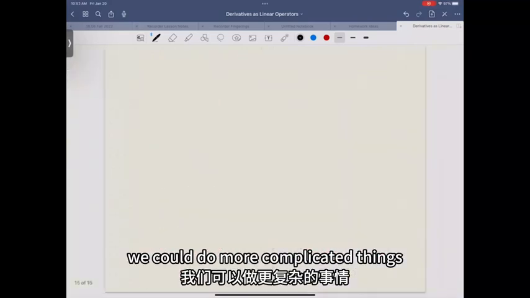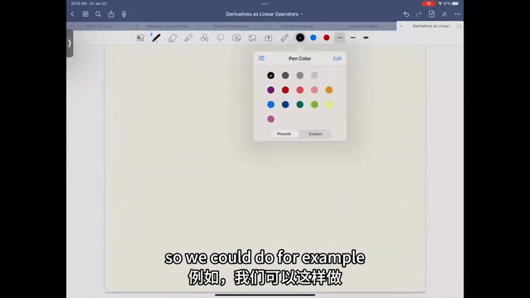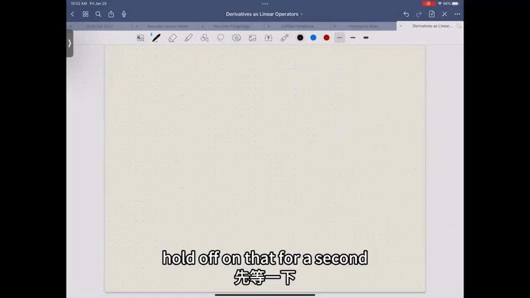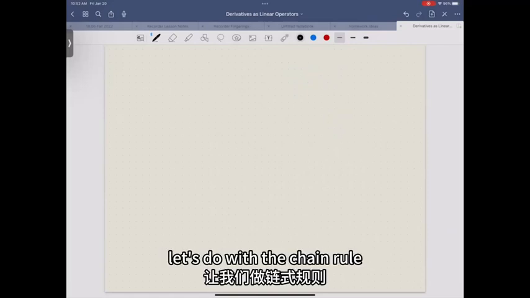We could do more complicated things. So we could do, for example, but let me hold off on that for a second. Let's do the chain rule.